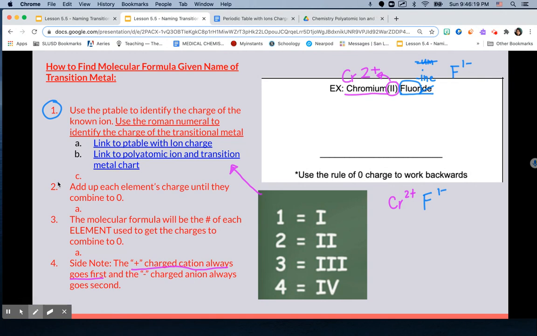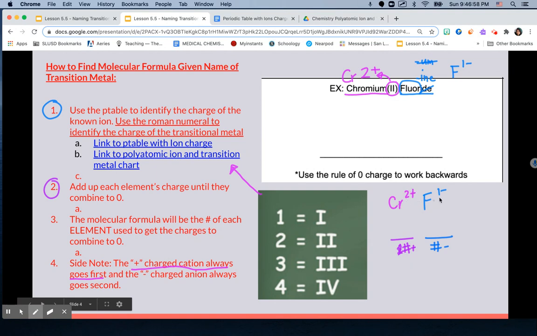All right, so step 2 is kind of the same as what we've been doing before. We're going to add up each element's charge until they combine to 0. So what I mean by that is whatever the charge of Cr is, whatever number this is, I can add more Crs and/or Fs, but basically the charges of both of these need to be the same number, but this one's going to be positive and this one's going to be negative so that they add up to 0.